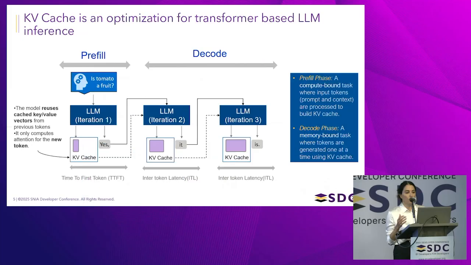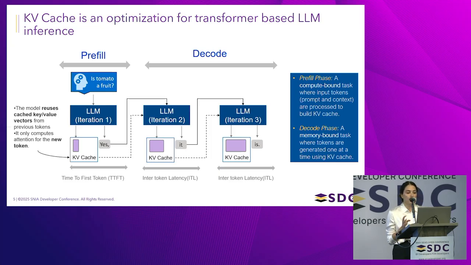And then you pass the tokens to the next iteration, and during the decode, the next iteration reads the KV cache and also adds more key and value vectors to this KV cache. So here, the prefill phase is a very compute-bound process, right? Because you spend the time building this KV cache, and the decode phase is a memory-bound task.